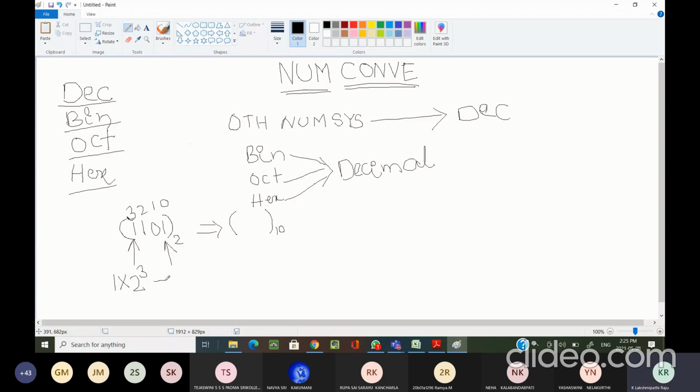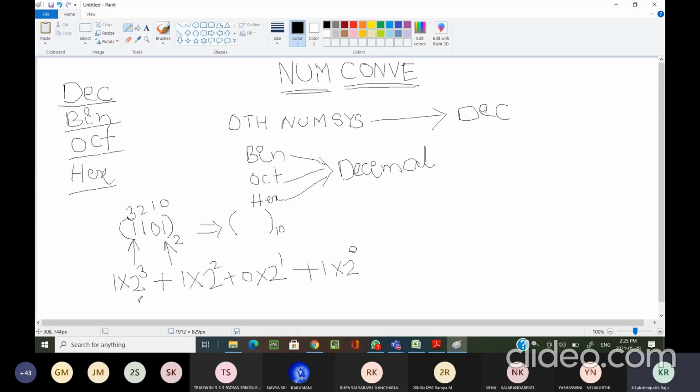Now we have to sum up all the positional weights. After multiplication we have to sum. Directly I am performing sum as well as multiplication. Plus 1 into 2 square, plus 0 into 2 power 1, plus 1 into 2 power 0.